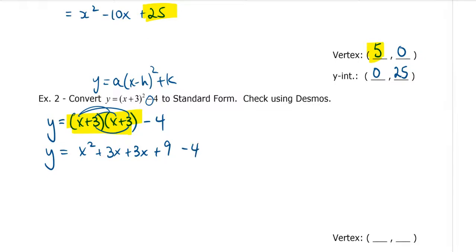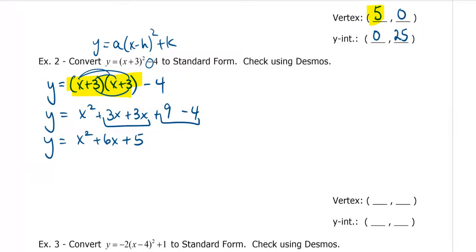And now we're just collecting two sets of like terms here. So x squared, here's a pair, so 3x plus 3x is 6x. And 9 minus 4 is positive 5. So x squared plus 6x plus 5. So the y-intercept should be 0 and 5 if we know that in the standard form, that c value is 5. Now, what about the vertex?